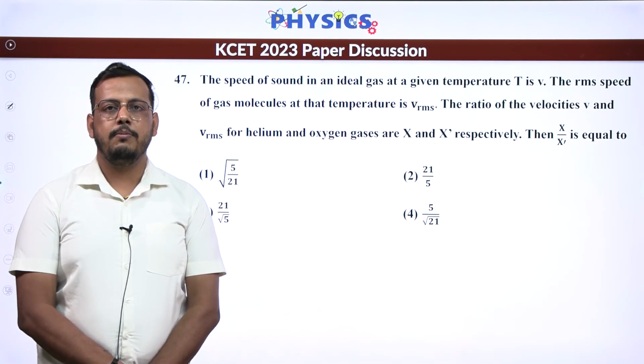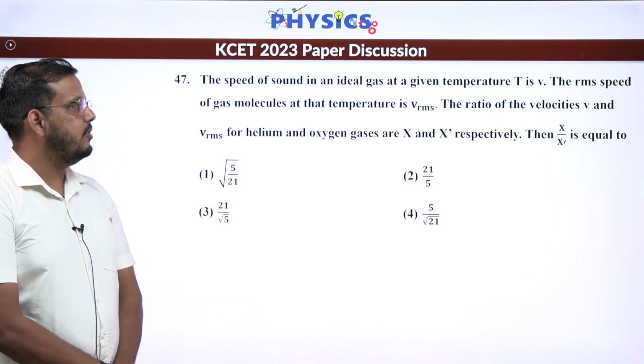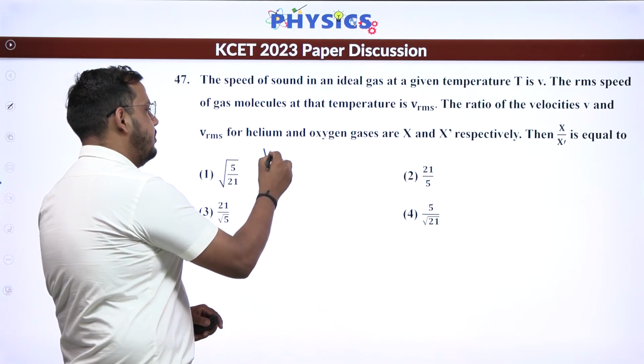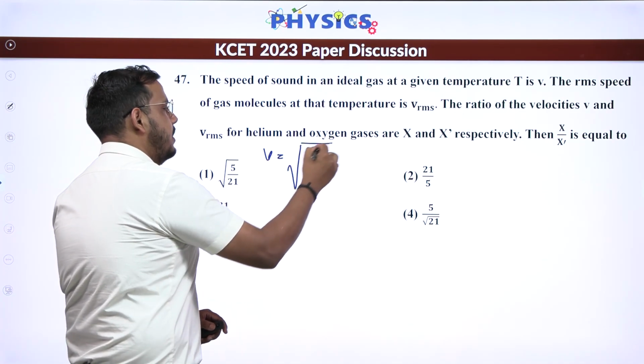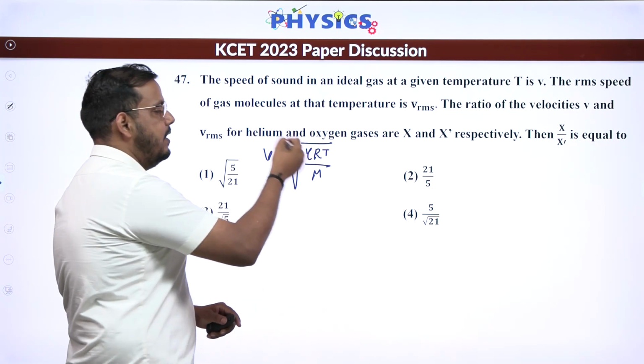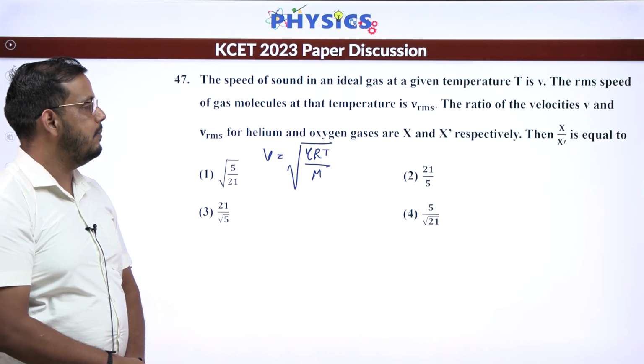Next question is question number 47. The speed of sound in an ideal gas at given temperature T is V. So what is the formula of the speed of sound? The speed of sound formula is under root gamma RT by M, where gamma is the adiabatic constant, T is temperature, and M is the molecular mass in kg.